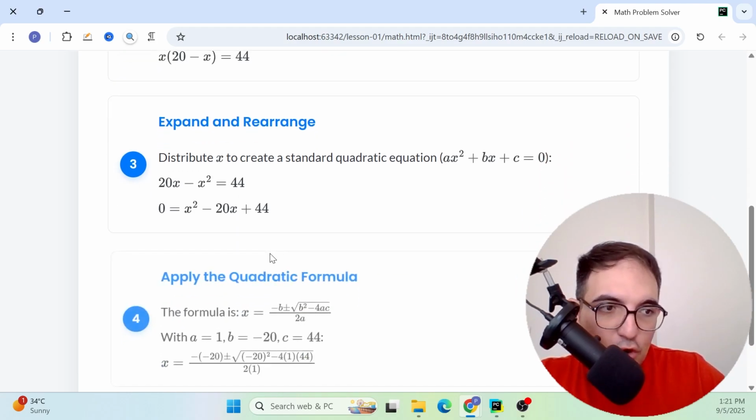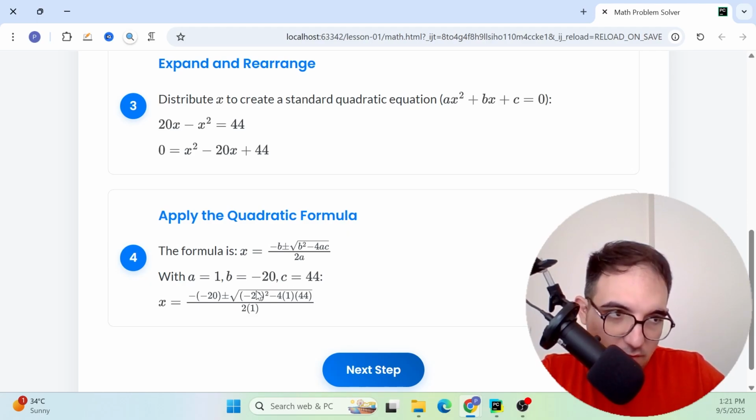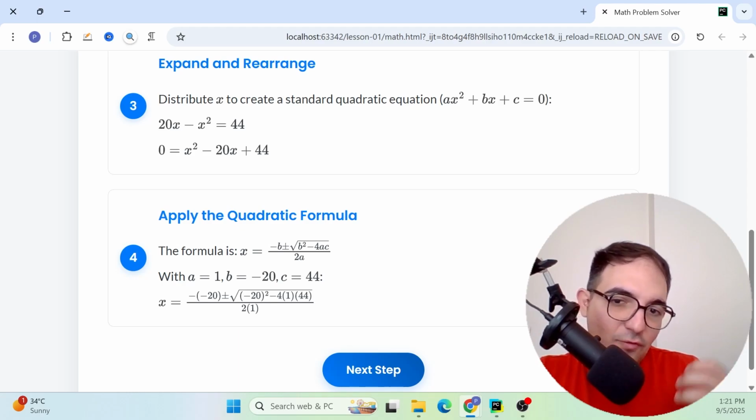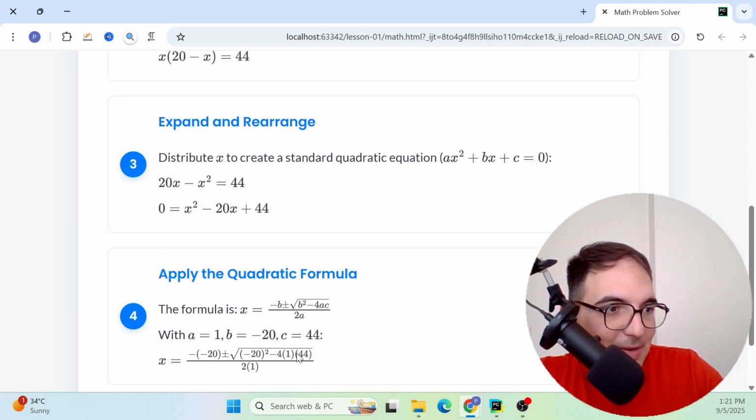Step 4, we have this formula. Whenever you see this form, the best tool to use is the quadratic formula. In our equation, a is 1, b is minus 20, and c is 44. Now we just plug these numbers carefully into the formula, just like you see on the screen. This is the quadratic formula to find the x value.